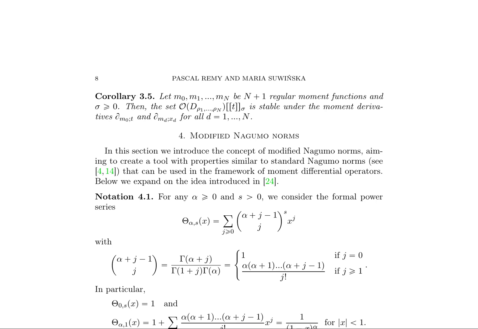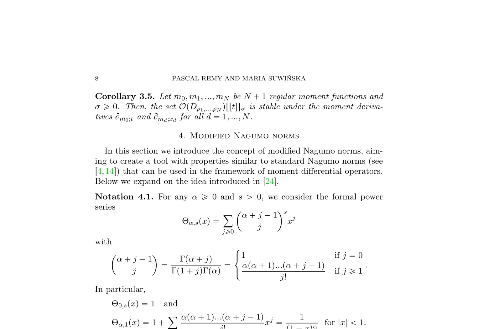Modified Nagumo norms are introduced as a tool possessing properties similar to standard Nagumo norms. This is achieved by defining a formal power series and a majorant series. Specifically, for an analytic function on a polydisk, the modified Nagumo norm is defined in terms of the indices p, alpha, r, and s. This norm is rooted in the classical concept of majorant series and is employed to analyze the stability of sets under moment derivatives.